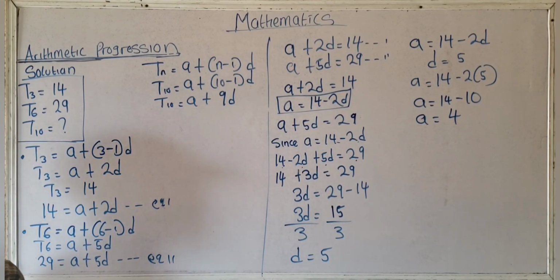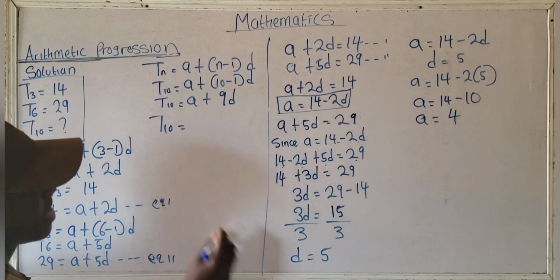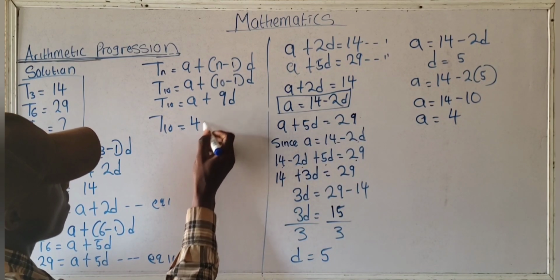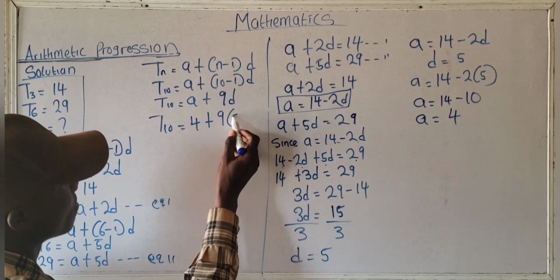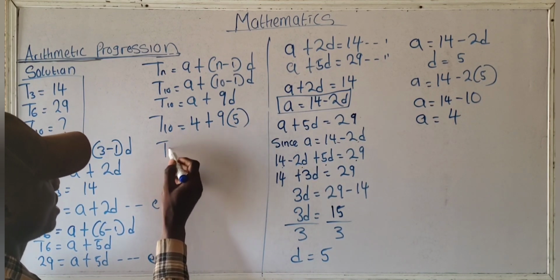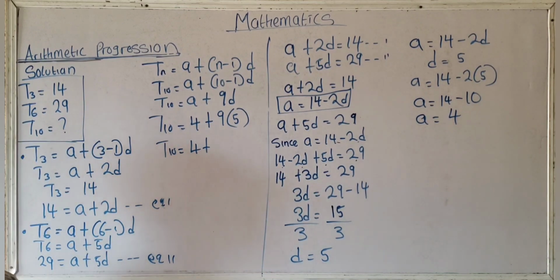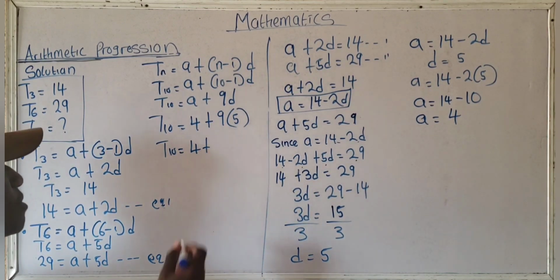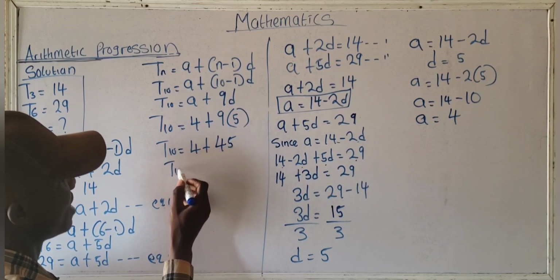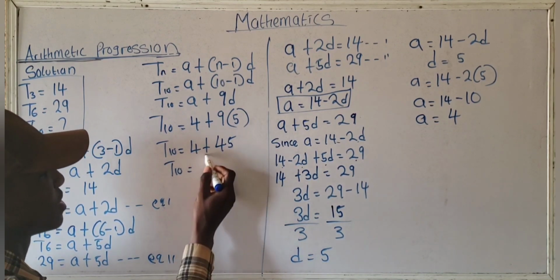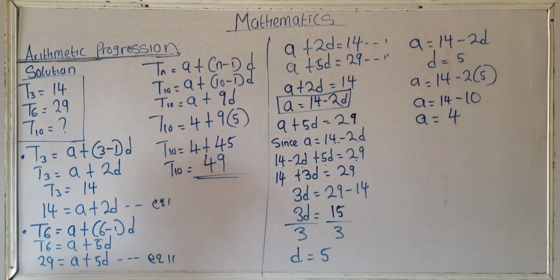Now, having gotten the value of A and D, we can go back to this and substitute to get the 10th term. So the 10th term will be equal to A plus 9 multiplied by D. A is 4, and D is 5. So T10 will be equal to 4 plus 5 multiplied by 9. That is 45. So the 10th term is 45 plus 4, which is 49. So that is the solution to that question.